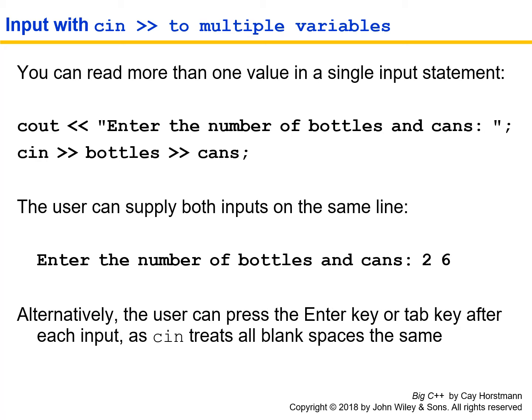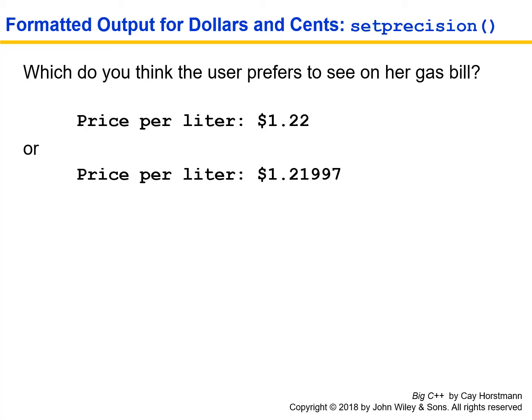And if you want the user to put both values in on the same line, you can say cin >> bottles >> cans, and it will read both values right away. Alternatively, if the user wants to press the enter key between them, they can do that too. They can type 2 enter 6, they can type 2 tab 6. Any kind of white space is going to be treated as just a separator between values. Okay, so that's what we're going to say about input at this point.